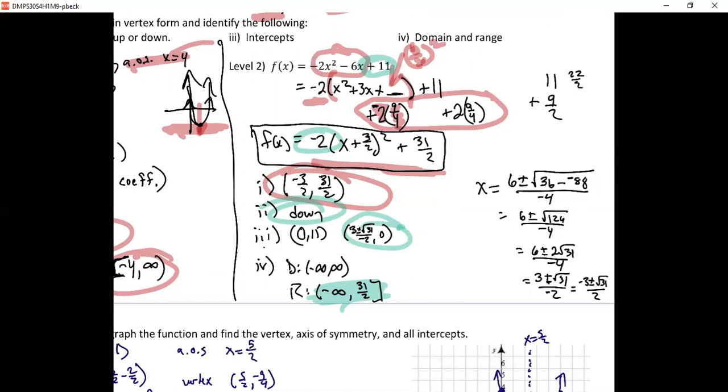Domain is -infinity to infinity, because once again this is a polynomial function which has a domain of all real numbers. Now the range, something that I really want you guys to focus on is to make sure you always go from the smallest value to the largest value on the range. So if our largest value is the y value of 31/2, our smallest value is -infinity. So therefore we're saying -infinity to 31/2. Do not say 31/2 to -infinity, because that does not make any sense whatsoever.